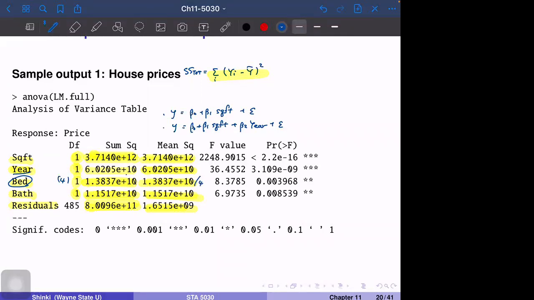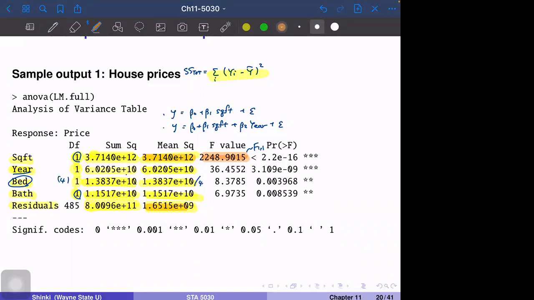Then we compare the ratio between the square footage and the entire residual. So this quantity divided by this quantity is this. And it's known that under the null hypothesis, this F value follows the F distribution with these degrees of freedom. A large value of F rejects the null hypothesis, that the model with square footage isn't different from the baseline model with only the intercept. So the F value is large enough.